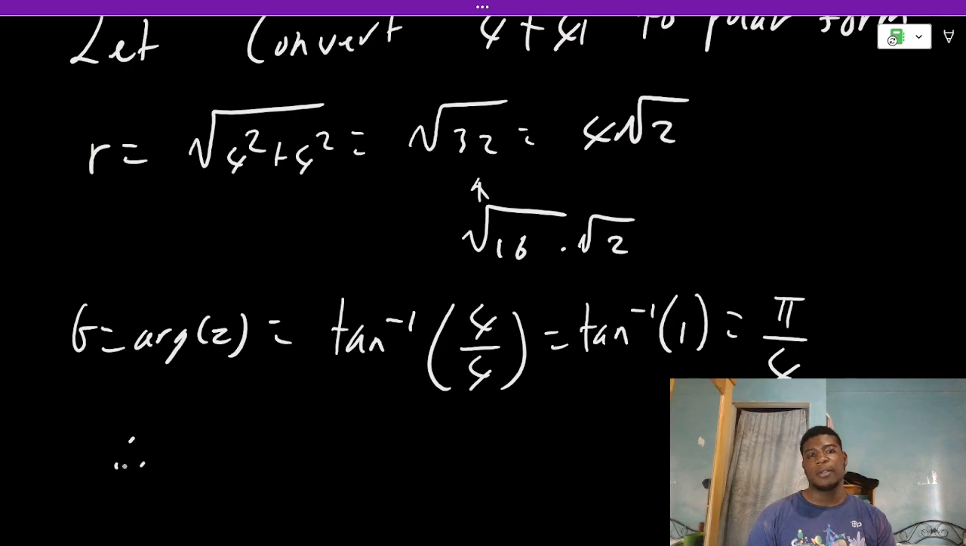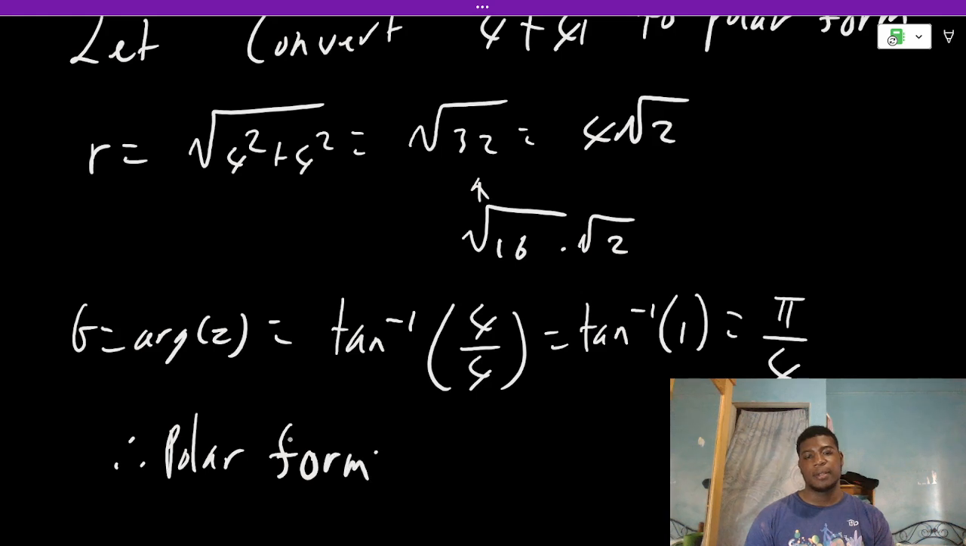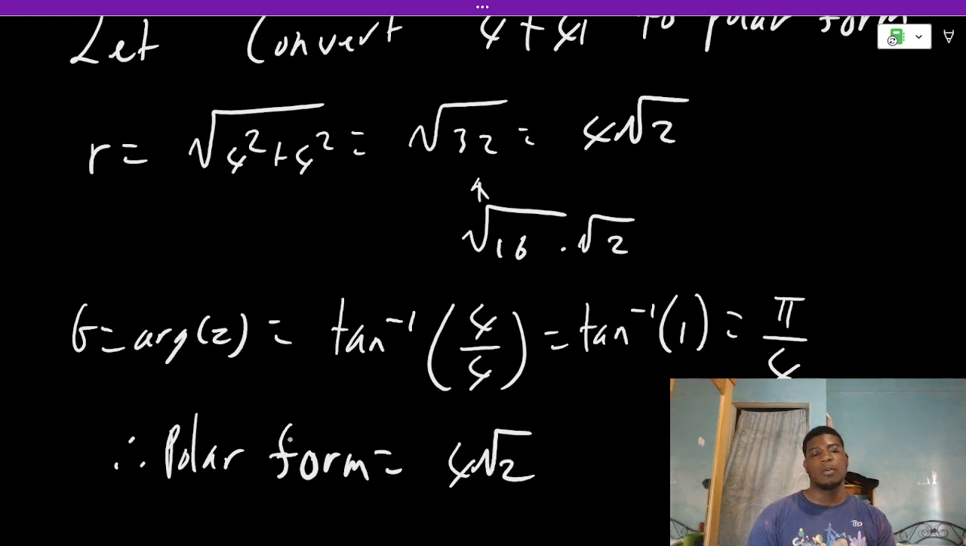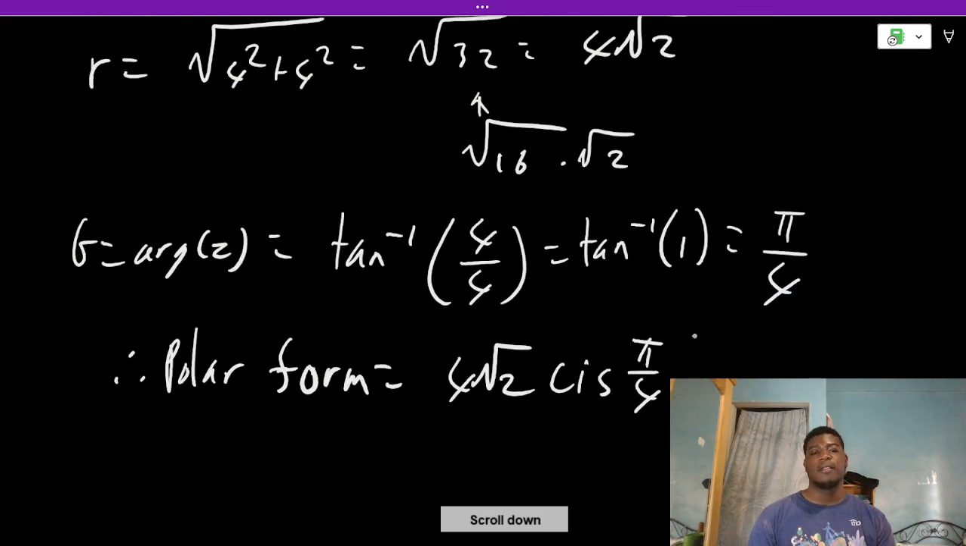Therefore, the polar form equals 4 root 2 CIS pi on 4. Simple as that.